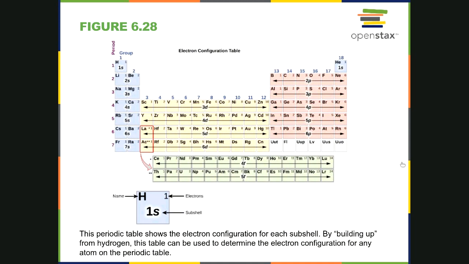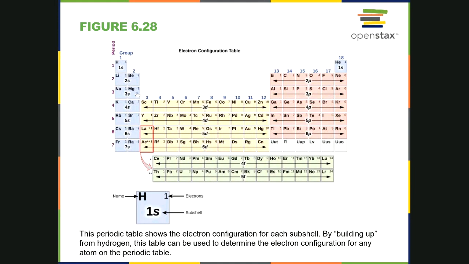1s2. And then what would come after that? Okay, now we're in the p region, so that would be 2p. So 1s2, 2s2. We have 3p5 is correct, but we haven't gotten that far yet. We're at 2p. We will get there. So it's 2p6, right? So 1s2, 2s2, 2p6.